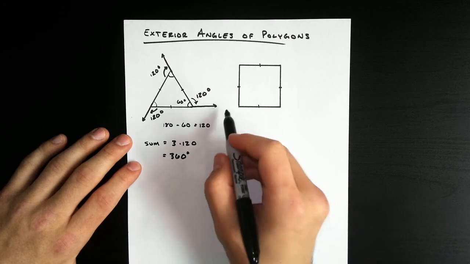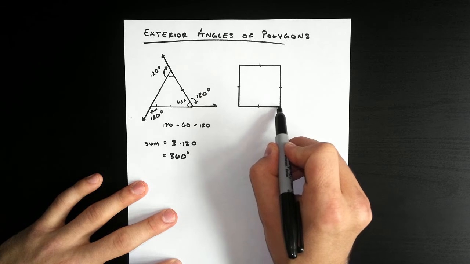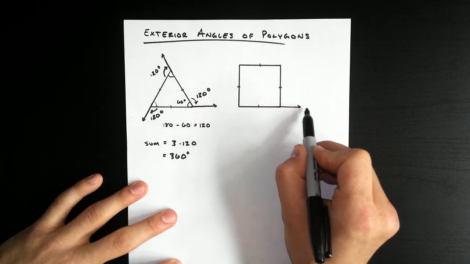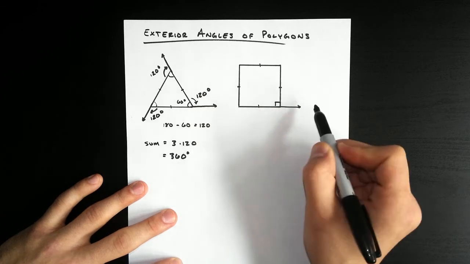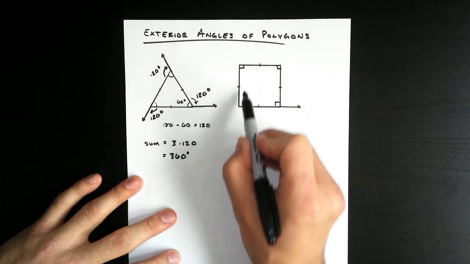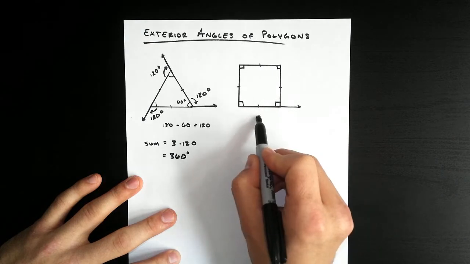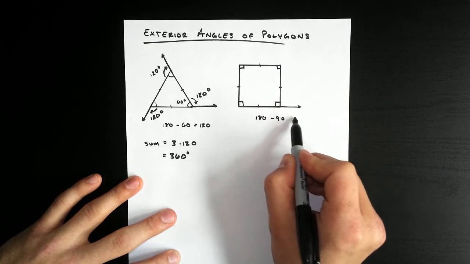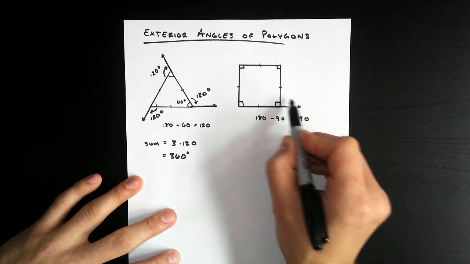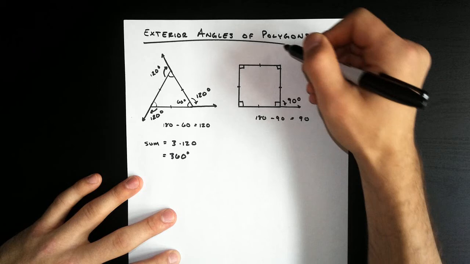Okay, let's see what happens with the square. So now again, there are four angles, so we have four exterior angles. In a square, we know that each of the angles is 90 degrees, or a right angle. So that means the supplement, 180 minus 90, the exterior angle is also 90 degrees.